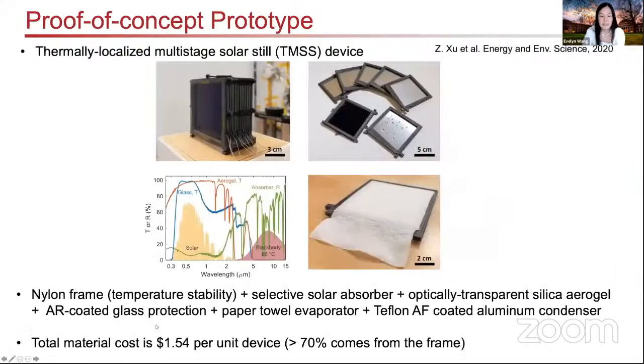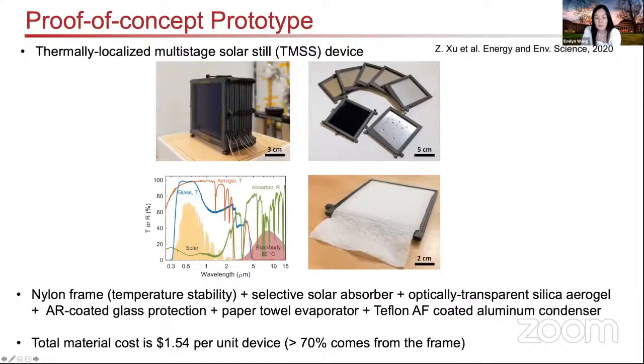We've demonstrated this in addition to doing detailed design efforts. With this thermally localized multi-stage still, here we have a 10-stacked-stage device. You can see we're using relatively low-cost components. We have a nylon frame, and on the top, where the solar absorption happens, we introduce a sheet coated with a selective solar absorber that interfaces with an optically transparent silicate aerogel that allows us to minimize the thermal losses.